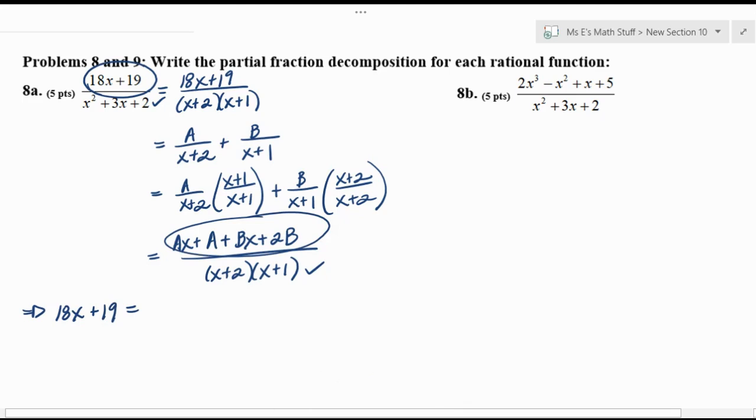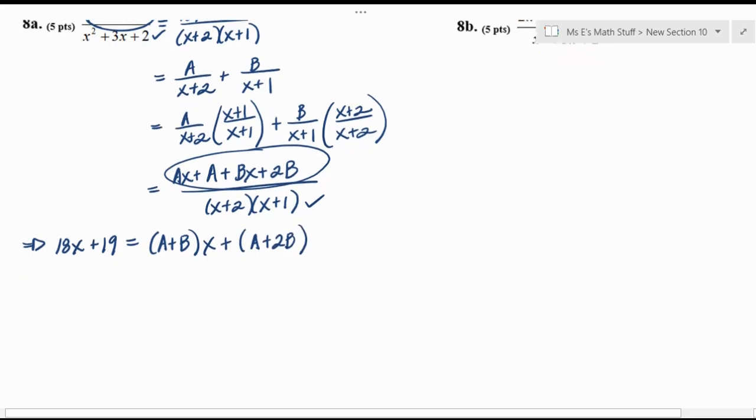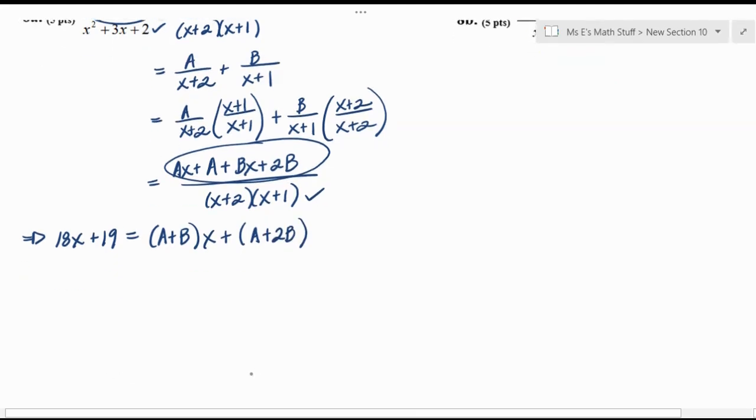Now, to save a step, I'm just going to group the x terms together and factor x out on the right side. So I'd have a plus b x's, and then I'm just going to group the constants a plus 2b together as well. That should make it really easy to figure out my system of equations. So in order for these equations to equal each other, the number of x's on each side has to equal each other. So 18 would have to equal a plus b, and 19 would have to equal a plus 2b. There we go.